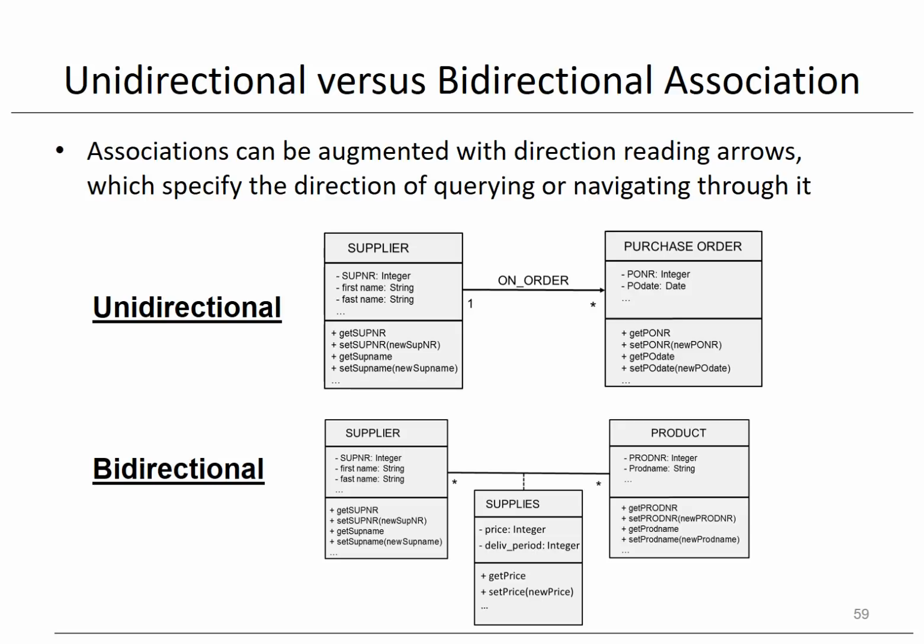Associations can be augmented with direction reading arrows, which specify the direction of querying or navigating through it. In a unidirectional association, there's only a single way of navigating as indicated by the arrow. The top figure gives an example of a unidirectional association between the classes supplier and purchase order. It implies that all purchase orders can be retrieved through a supplier object. Hence, according to this model, it is not possible to navigate from a purchase order object to a supplier object. Also note the multiplicities of the association.